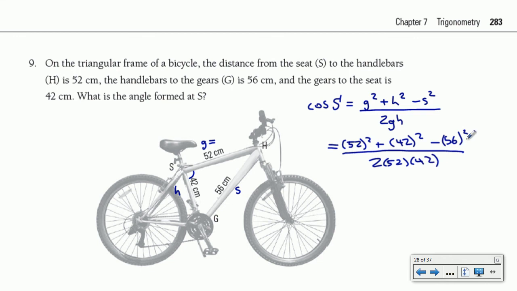The numerator in this expression gives 1332, and the denominator gives 4,368. So if we divide 1332 by 4,368, we get 0.3049 and some other digits, and that's equal to cosine of angle S. If we are to determine angle S, we need to take the inverse cosine of the number on the right, and that gives us an angle of 72.2 degrees.